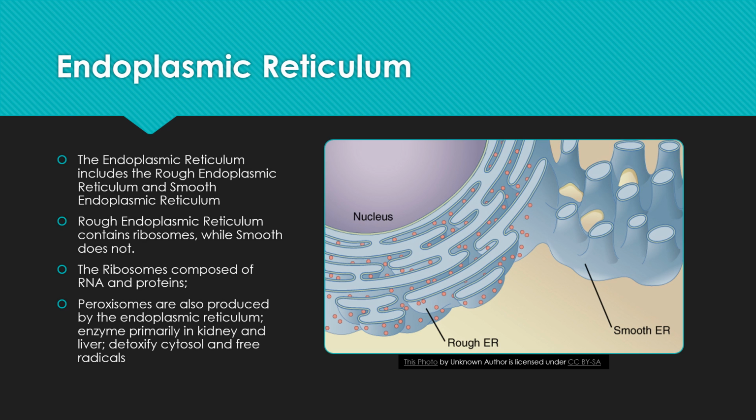And ribosomes, you can find them in cytosol, the rough endoplasmic reticulum, and in the nuclear envelope. They bind and transfer RNA into protein, and depending on where they are found depends on the type of protein they make. Peroxisomes are produced by the endoplasmic reticulum and resemble lysosomes. These enzymes are primarily in the kidney and liver, but can occur in all cells. They help detoxify cytosol and free radicals.